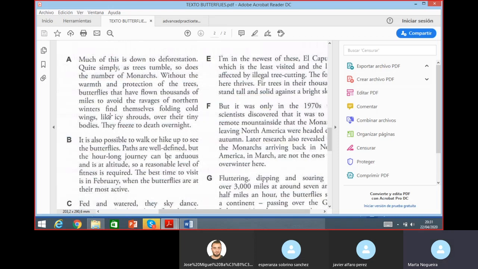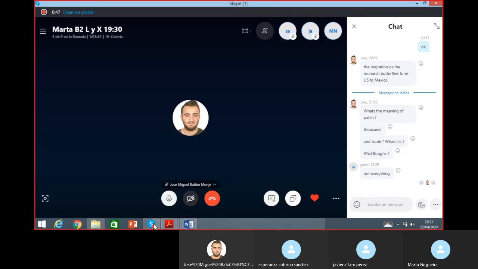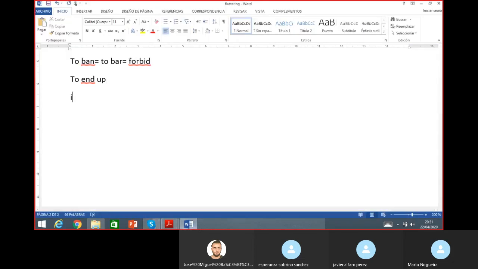Y ellas se encuentran que tienen, que acaban teniendo, let me see, cogiendo frío en las alas, ¿vale? Como mortajas de hielo, heladas. Ice es hielo, pues icy es helado, algo helado. Y shroud es mortaja, como un paño, ¿no? This is very literary. That is why it's so difficult. A ver, este es el más difícil que he encontrado, ¿eh?